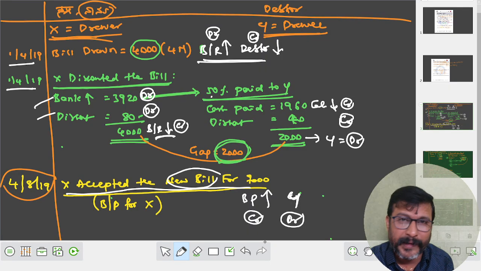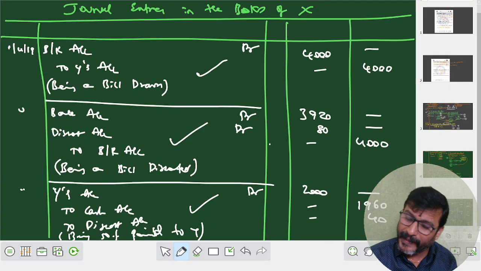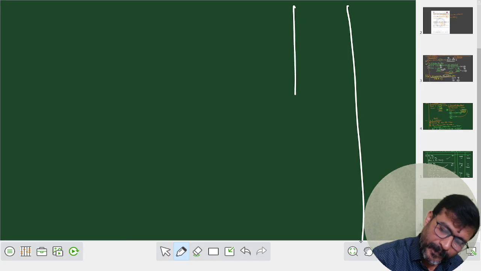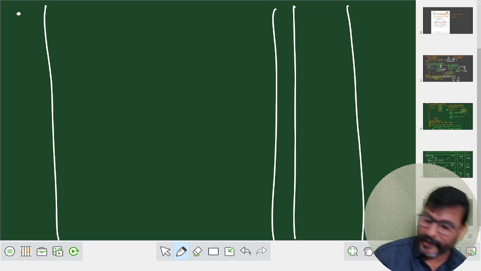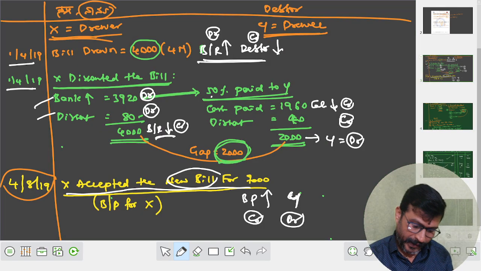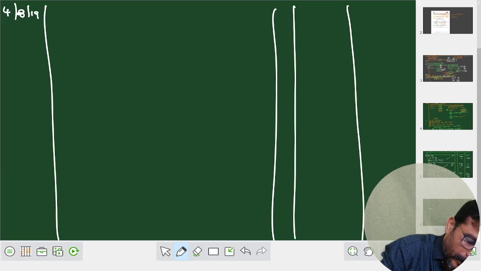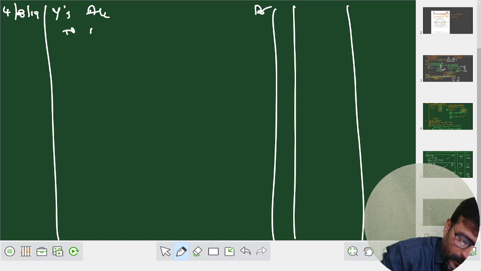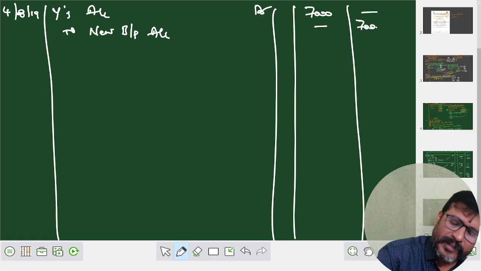There, BR account debit to debtor account; here, reversed: Y's account debit to BP account. What BP is it? It is a new BP, right? Date? We have a date, my dear student. The new bill is drawn on 4th August 19. Now, Y's account debit to new bills payable account. Accepted for how much? 7,000.